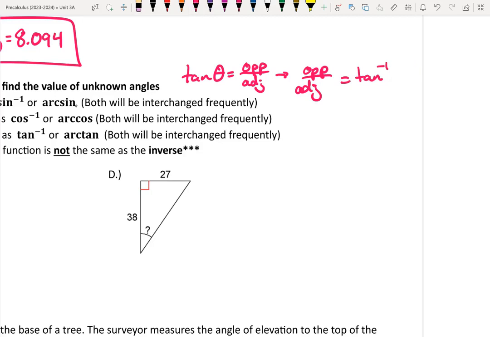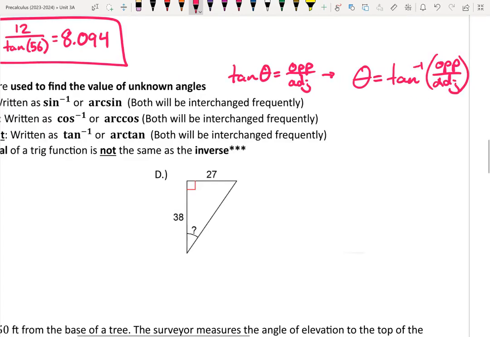Actually, no, that's wrong. Sorry. The angle equals tangent inverse of the opposite over adjacent. Sorry about that. That was confusing. That is correct now. So the regular trig function, the argument inside is an angle. In the inverse, the result is an angle. We're looking for the angle. So this is a way we can solve for the unknown angle.